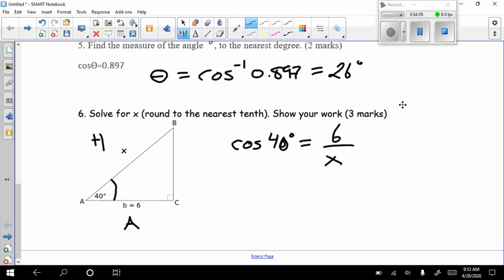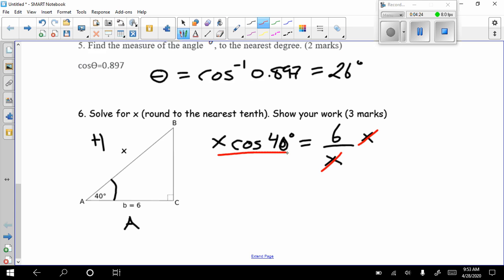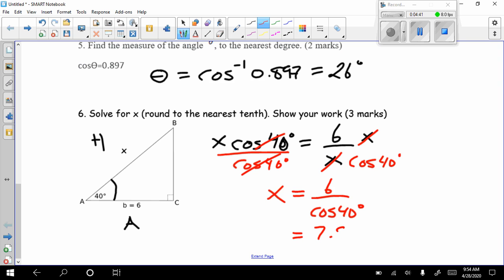And so again, what you can do here is if you multiply this side by x and this side by x, you've done the same thing to both sides, and you have an x over an x, so that cancels, so you can get rid of that. I was showing you that in yesterday's lesson, that you can actually cross multiply the x over. And then we need to divide by the cos 40 because we want x by itself, but we'd have to divide by the cos 40 on this side. Okay, so finally end up with x is equal to 6 over cos 40. Type that into your calculator, and you get 7.8. Okay, next page.